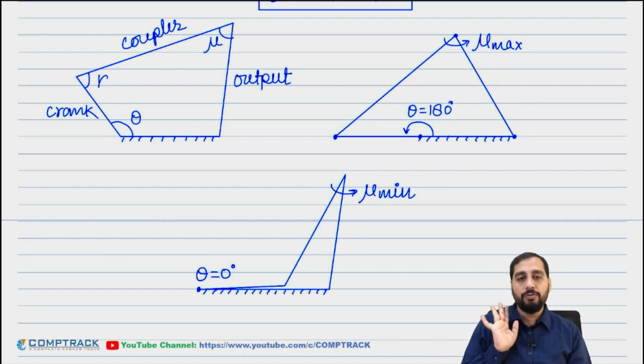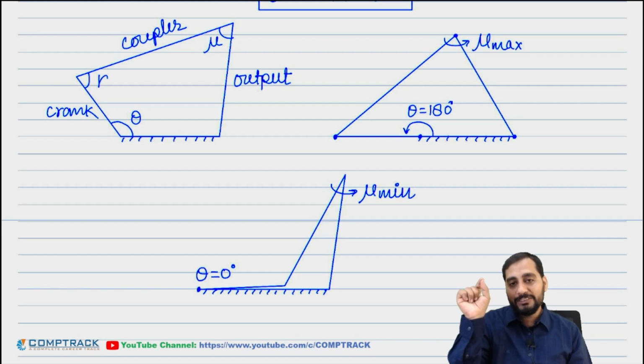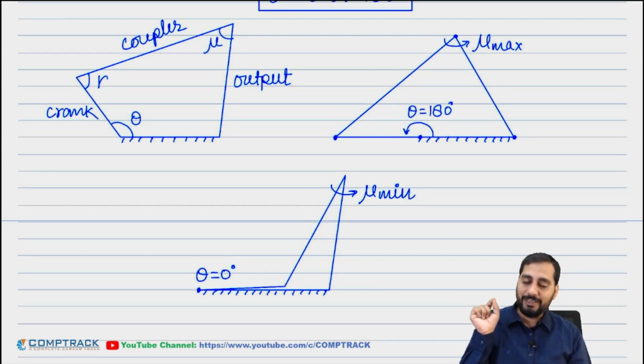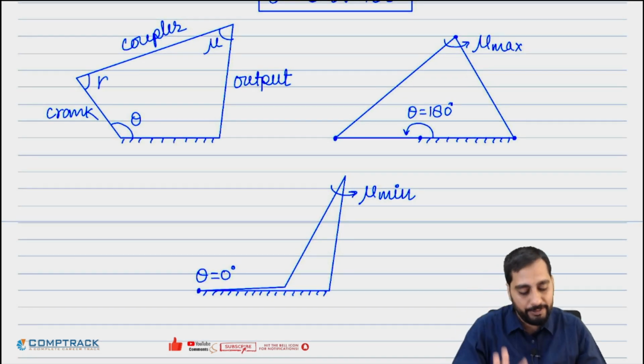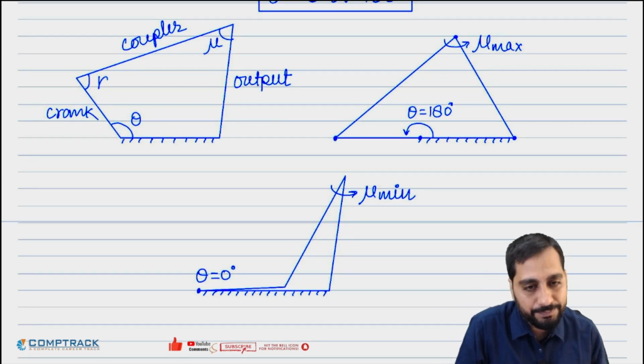So now we know that for the maximum and minimum value of the transmission angle we have to put theta equal to 0 and theta equal to 180. Is everything clear till here?